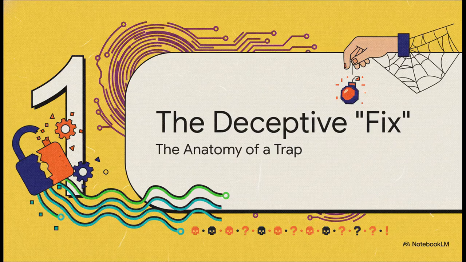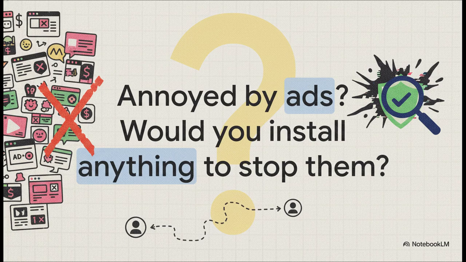This is all about the social engineering, the anatomy of what is really a perfect trap. You know, it all starts with something we can all relate to, getting absolutely bombarded with ads. The victim in this story was just fed up and wanted them gone. So what did they do? The same thing most of us would do. They searched online for an ad blocker. And, well, that's exactly what the attackers were waiting for.